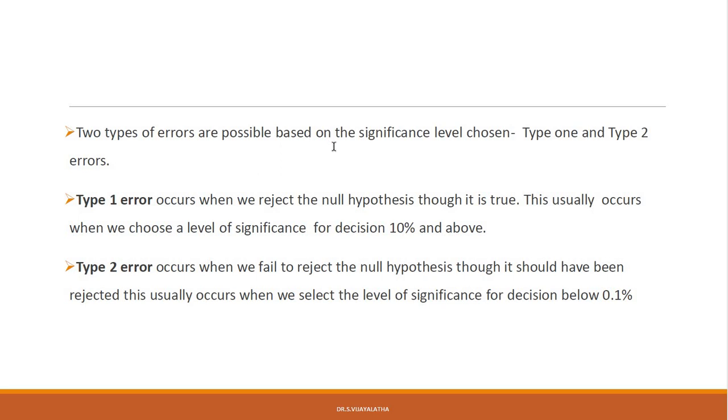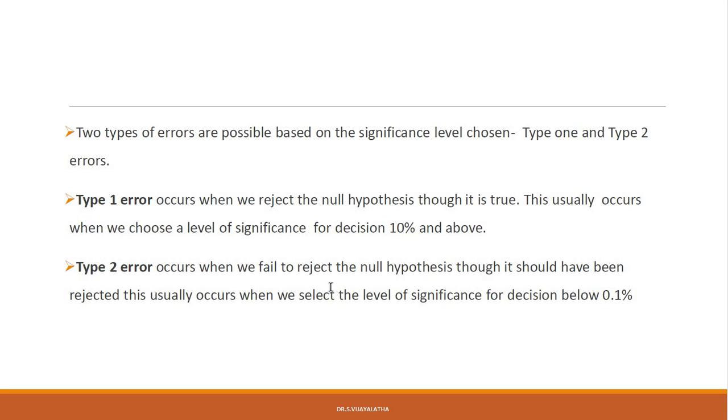Two types of errors occur based on the significance level that is chosen for decision. The first type is the null hypothesis is true, but we reject the null hypothesis. This may happen when we choose a level of significance 10% and above. For example, at a confidence level of 90%, if we are rejecting the null hypothesis, then this type of error may be occurring because it may be true, but we are rejecting the null hypothesis.